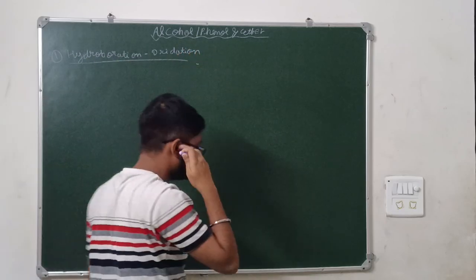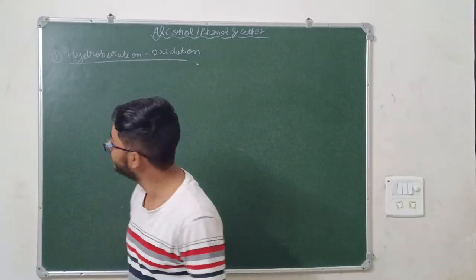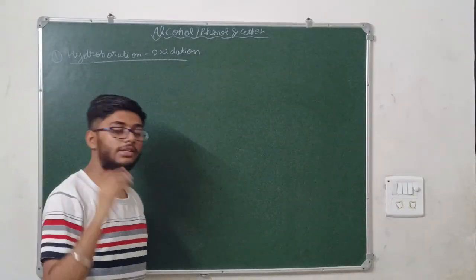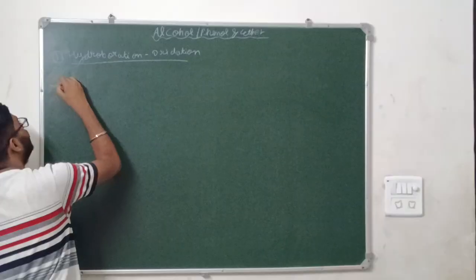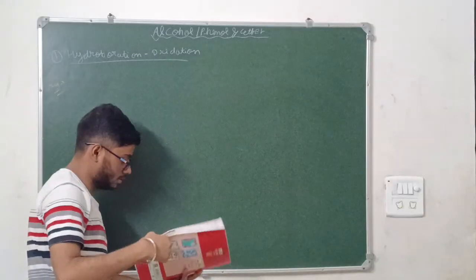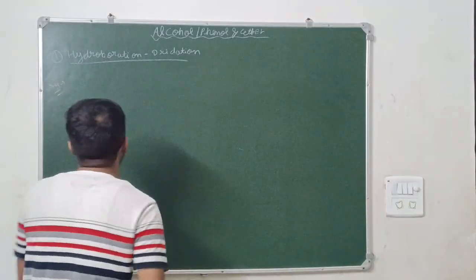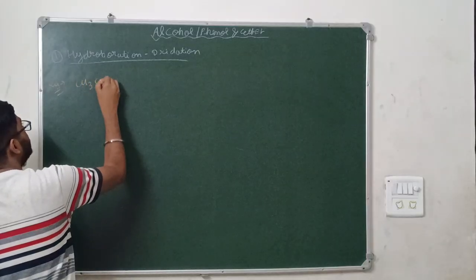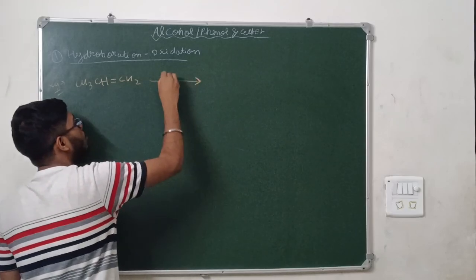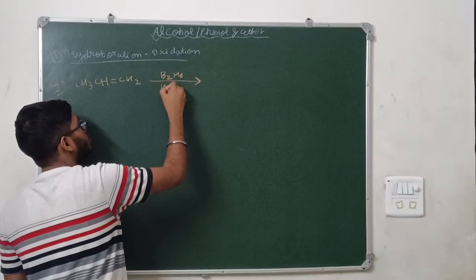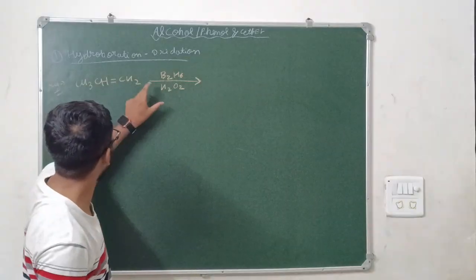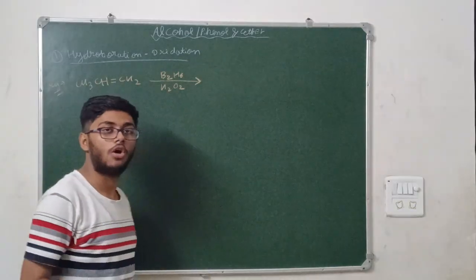In this reaction, you will be given any alkene. So first of all, I'm taking an example. We have been given an alkene like CH3 CH double bond CH2, and you have to react this with B2H6, H2O2. This is the reagent for hydroboration oxidation. Whenever this reagent arises, you have to do hydroboration oxidation on the respective alkene.